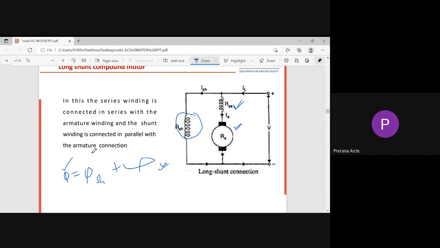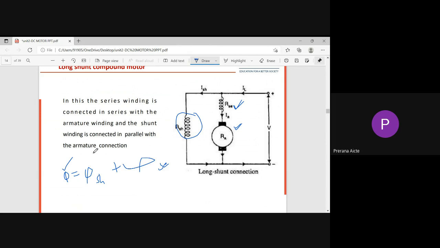Such a motor we call a cumulative compound motor, because cumulation takes place here: phi sh and phi sc, both fluxes are added together. Such a motor we call a cumulative compound motor, either long shunt or short shunt.